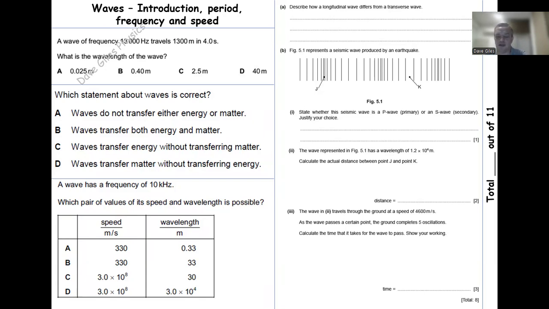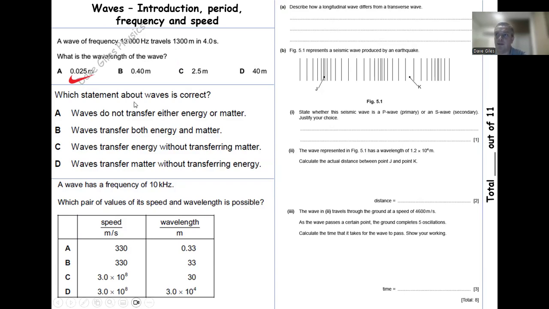So 1,300 divided by 4 seconds gives me a speed of 325 meters per second. Now, rearranging the V equals F lambda formula I mentioned earlier, you get lambda or wavelength equals speed divided by frequency. So 325 divided by 13,000 hertz gives me 0.025 meters. So the answer is therefore A.